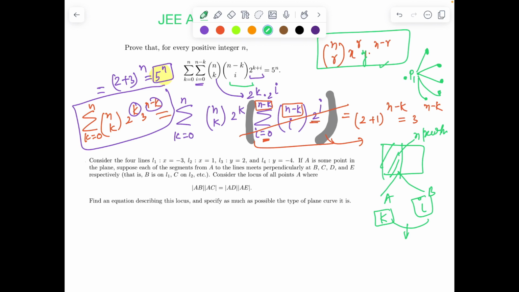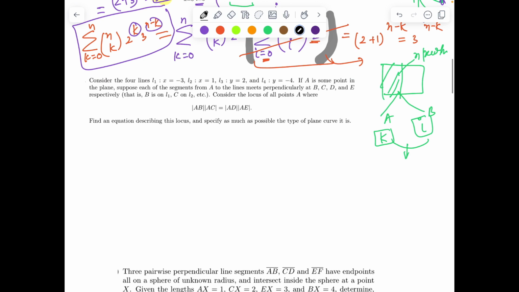Right? Since each person will have independently 5 choices, 1 2 3 4 5, and I have n such persons, hence the RHS count is simply 5 to the n. So that sometimes helps you to count in different ways. Okay, let's start with the second problem.